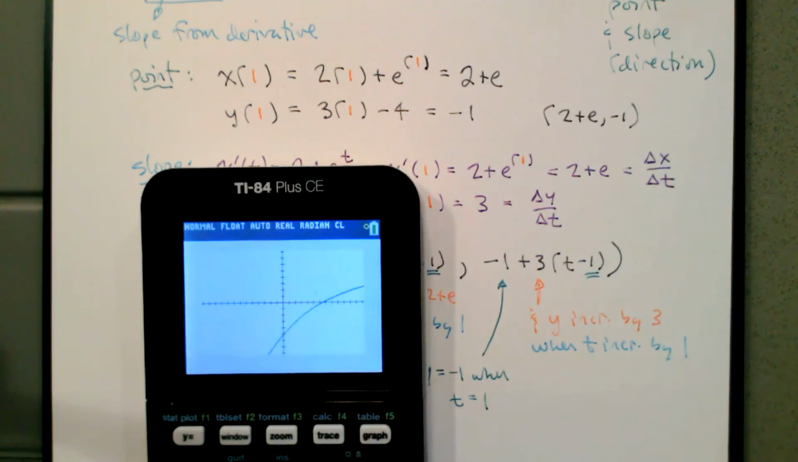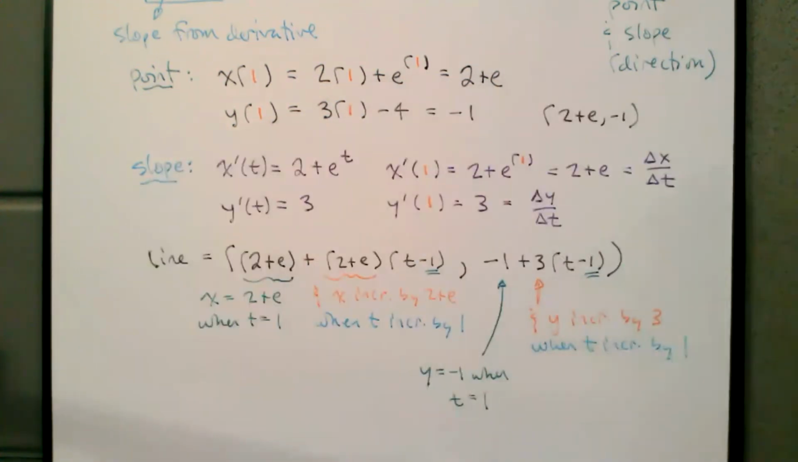Let's see if this worked. If we trace, still drawing, trace when t is equal to 1, we see that that coincides with the graph. They're at the same point and they're going in the same direction. So the red line is tangent to the blue curve at t equals 1. Any questions?